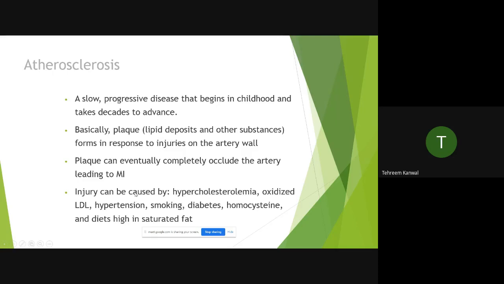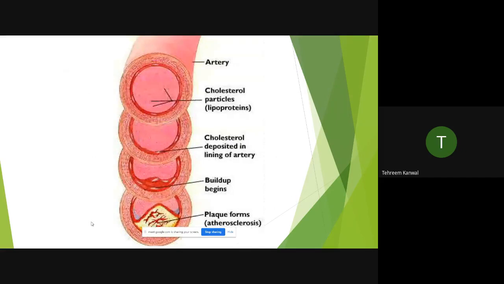This all starts from the initial injury, which could be due to hypercholesterolemia, oxidized LDL, hypertension, smoking, diabetes, homocysteine, and diet. All these combined cause the increase of atherosclerosis within the vessels. So, what is atherosclerosis? Atherosclerosis is the abnormality. This is the normal interior of the artery. Let's suppose it is a coronary artery.